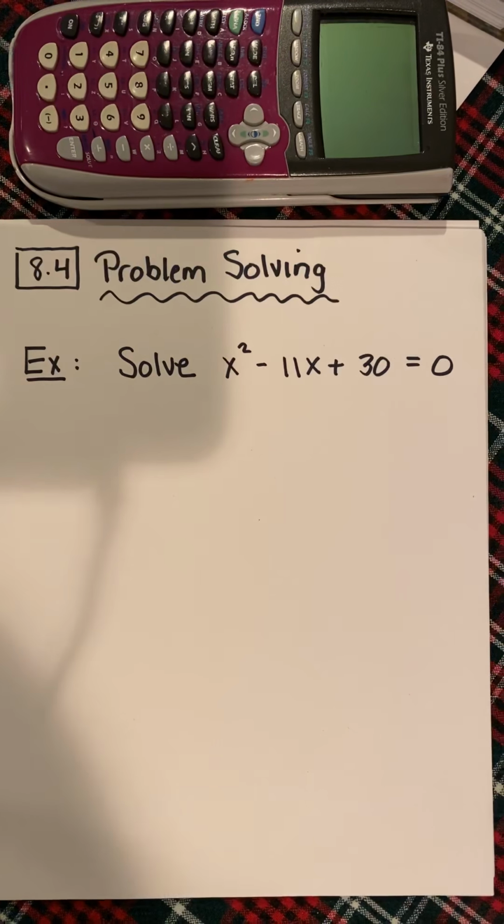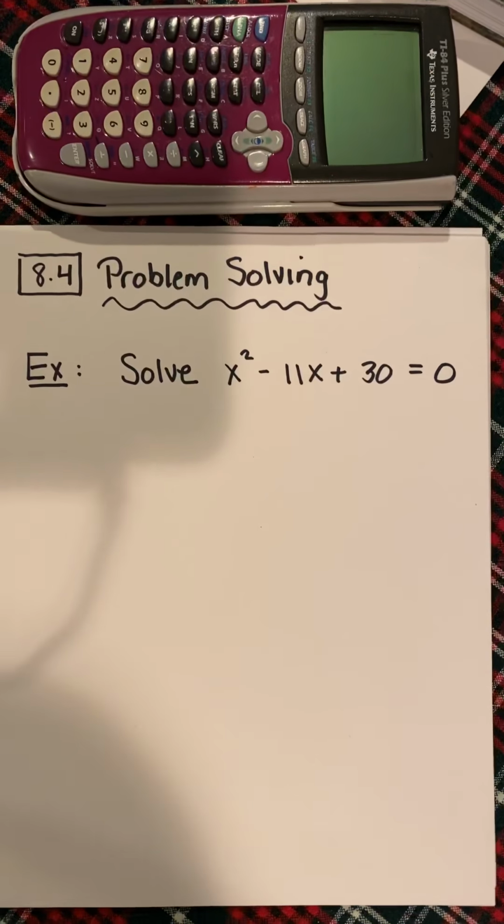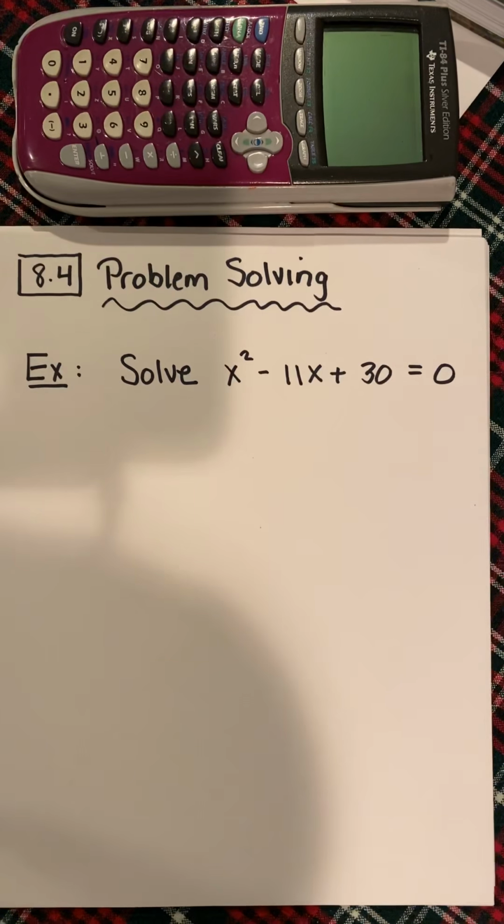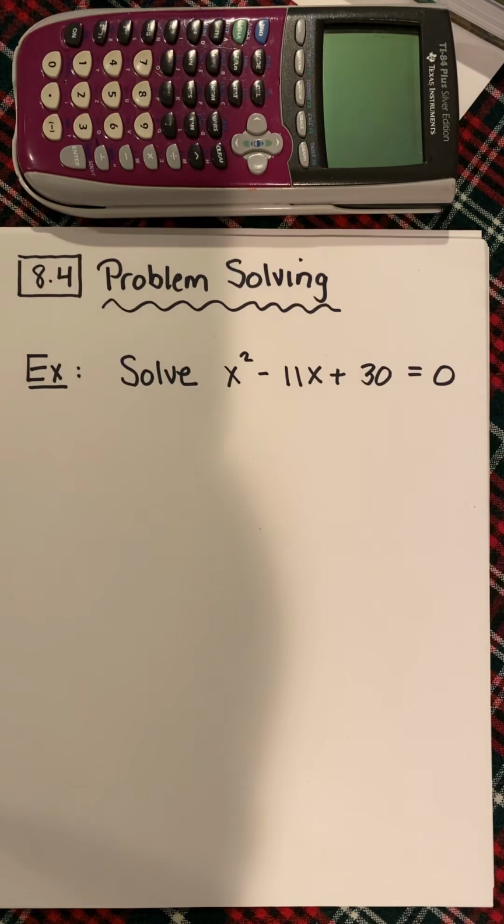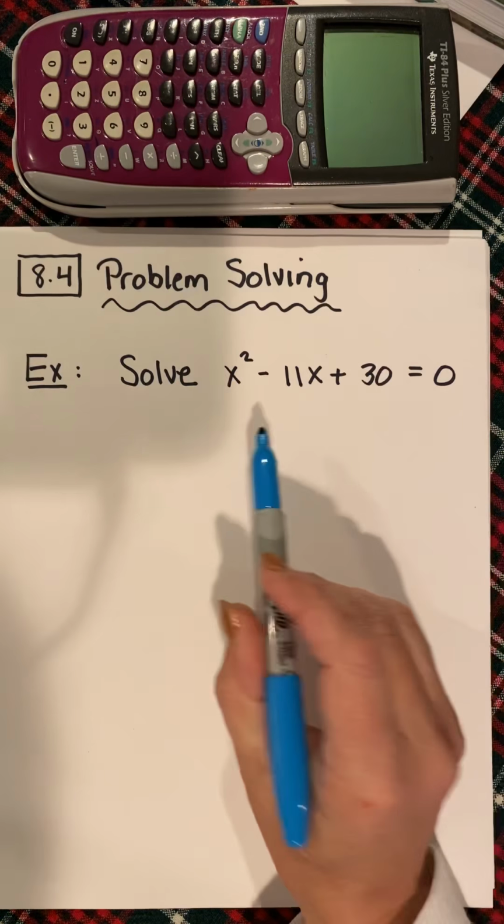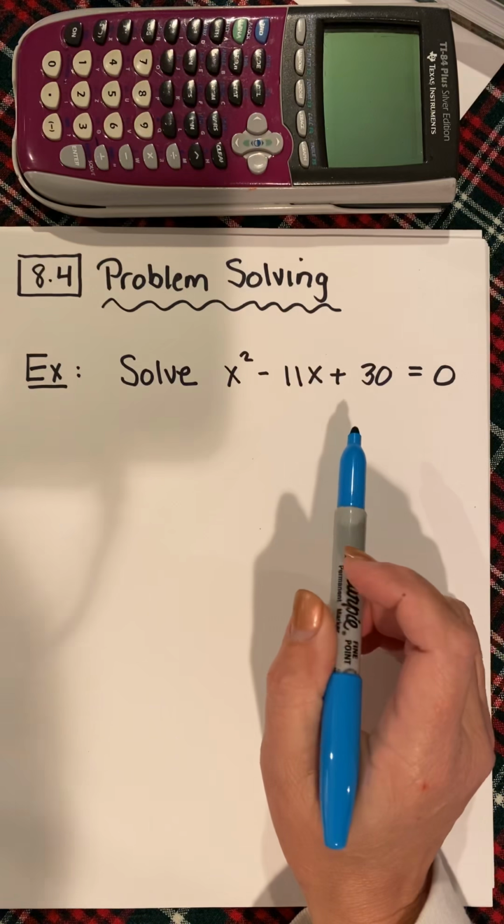It's sort of more just a twist on solving quadratic equations. So let's just backpedal to chapter 6. We're going to solve the quadratic equation x squared minus 11x plus 30 equals 0.